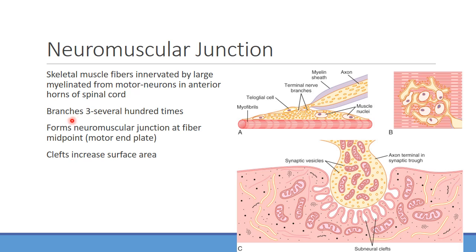Anywho, they form this neuromuscular junction at the fiber midpoint. Usually around the middle of the fiber, in the middle of the muscle, is where most of the innervation occurs. We're going to call this point the motor end plate. We can also call this the neuromuscular junction, so it makes sense why that term comes up. These clefts are very useful because they increase surface area and increase our ability to have graded responses based on how much acetylcholine gets released there.